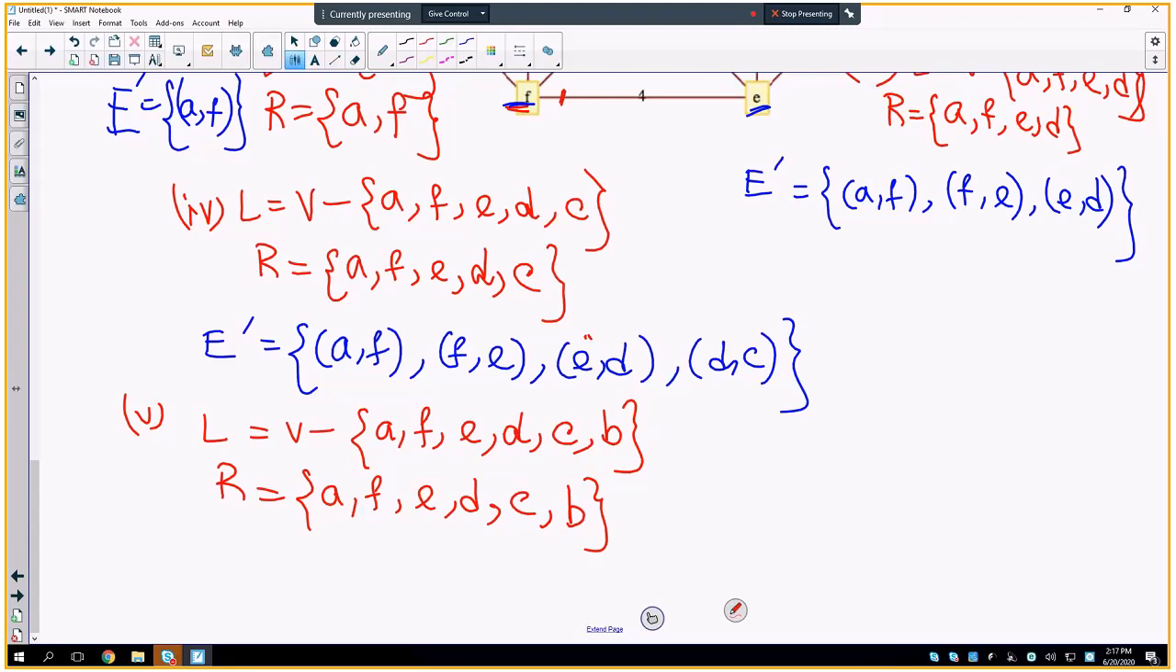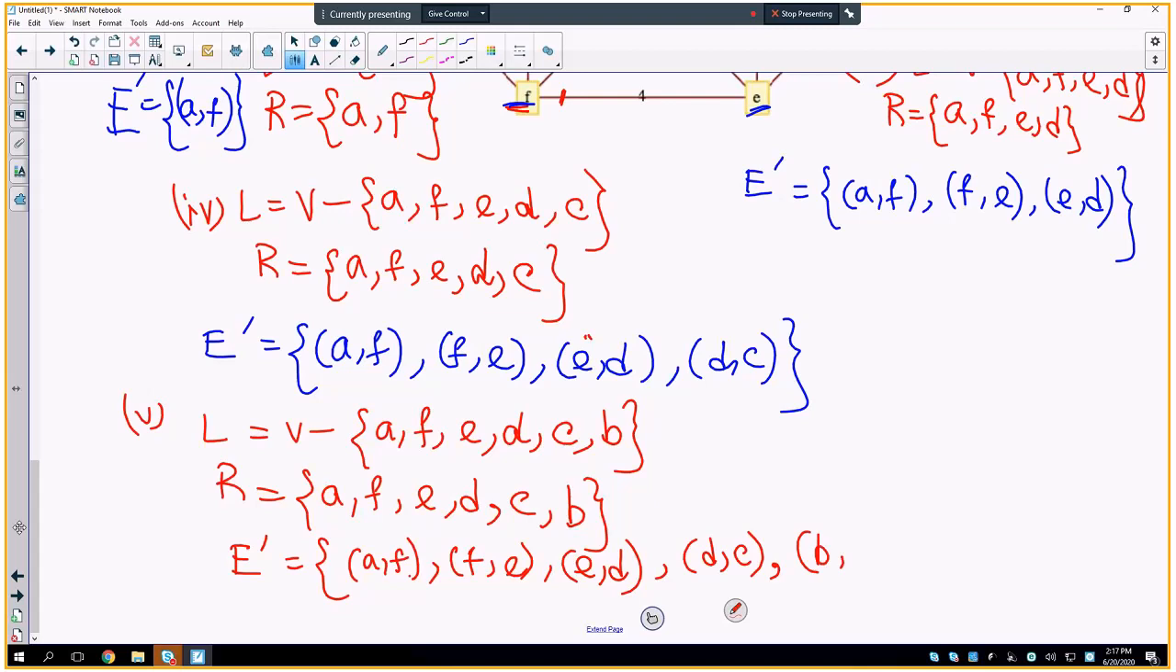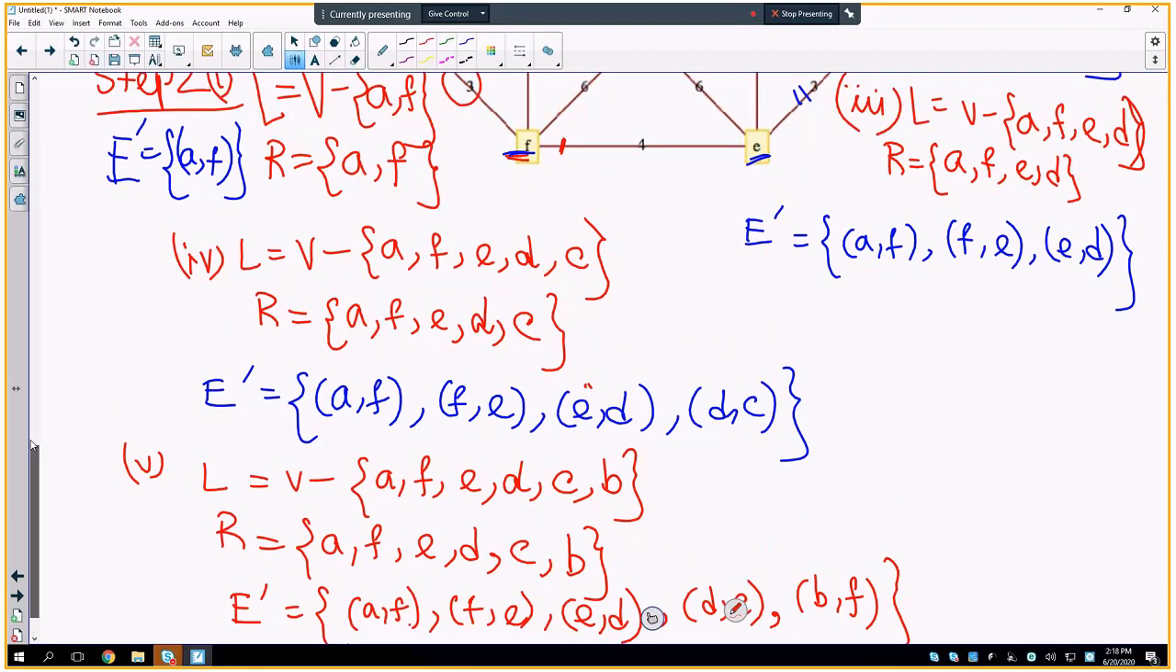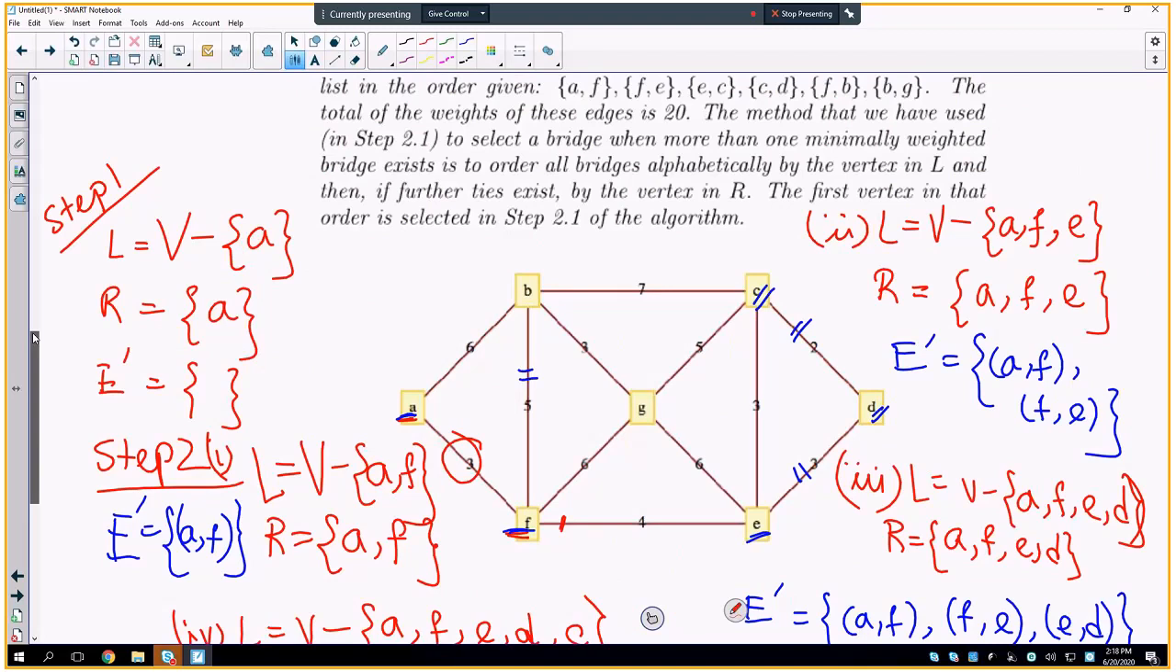And E prime is the set of edges, so it was AF, FE, ED, DC, and now we have the edge BF or FB, whichever way you want to write it, because these are undirected. It doesn't matter whether I write BF or FB. So that's my new set. To get the minimal spanning tree, I still need the connection. So G is not connected with this graph yet.